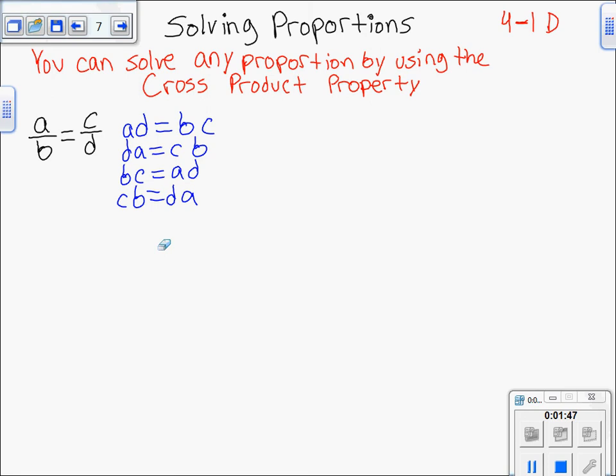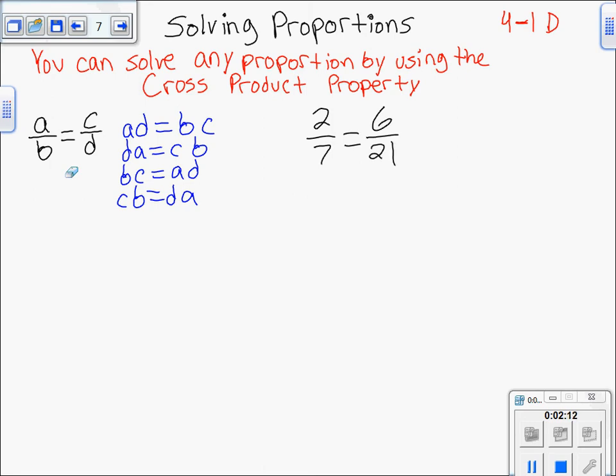So let's see, I'm going to make a proportion. A proportion is essentially 2 fractions that equal each other. Sometimes those fractions will be thought of as ratios, but they can always be written as fractions. So here's what we're going to do. We're going to make up a proportion that has no missing values. So 2 over 7 equals, let's say, 6 over 21.